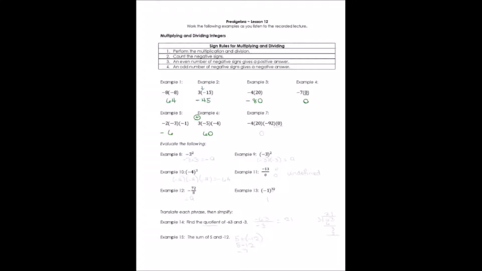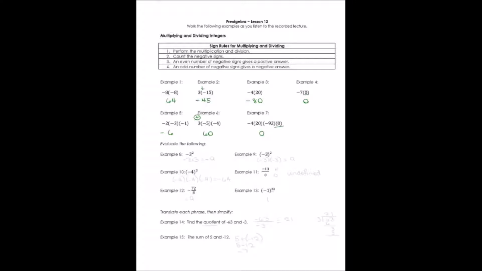Example 7. Well, I look at this and I say, okay, count the negatives. There's 2 of them. It should be a positive answer, but wait. I'm going to be multiplying everything times 0. There's no reason to go to a lot of work if you're going to multiply the result by 0, because your answer will always be 0. So that saved us from having to multiply 4 times 20 times 92.